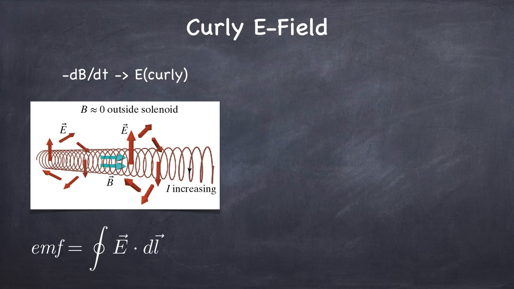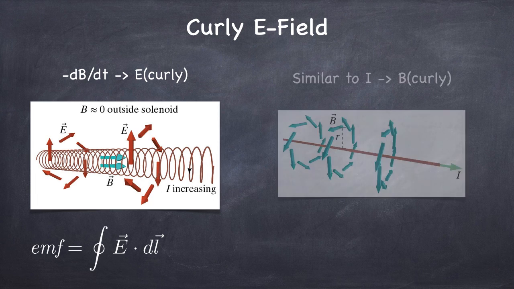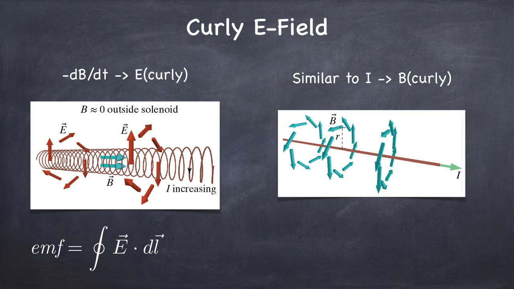I want to look at this picture and notice the similarity with the picture we had for current producing a curly magnetic field. And in the process, we evaluated the line integral of magnetic field in Ampere's law. And the calculation was quite easy. We'd pick a path where the magnetic field was constant in magnitude and parallel to the path everywhere. In other words, in this case, there would be a circular path concentric with the current. And the integral just became the path length times the magnetic field, B times 2 pi r.